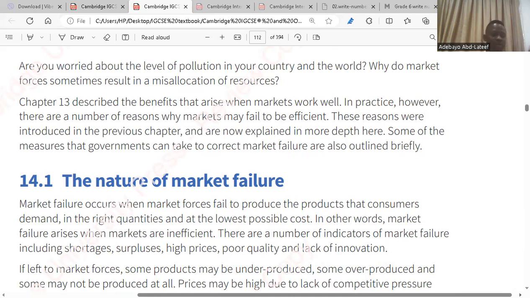So if prices are not affordable, it means that the cost of production is increasing for firms. That's why they cannot sell at a lower price. Because if they can sell at a lower price, it means that prices are affordable. But their inability to sell at a lower price means they are not efficient. Their inability to produce the goods demanded in the right quantities means they are not efficient. So market failure occurs as a result of inefficiency of the market forces. Is it clear?